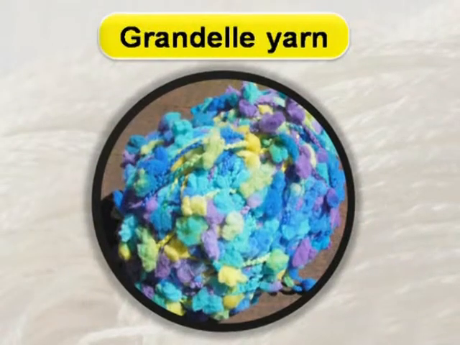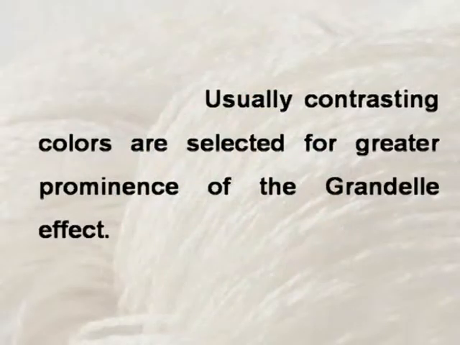Grandrelle yarn. Grandrelle yarn is very common in many of the textile mills. This is prepared by twisting together two or more differently colored threads. Usually, contrasting colors are selected for greater prominence of the grandrelle effect.